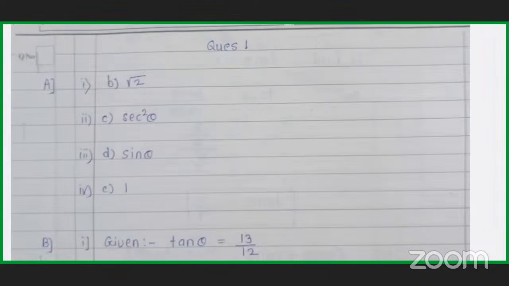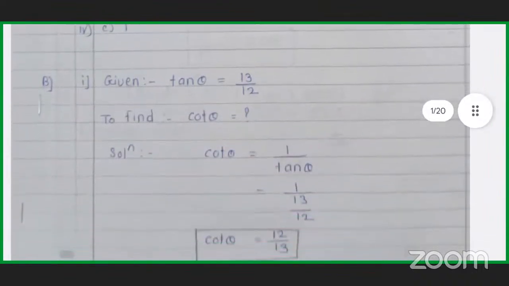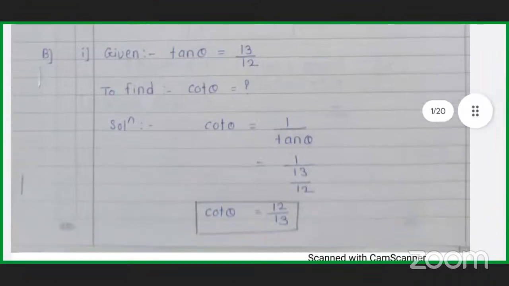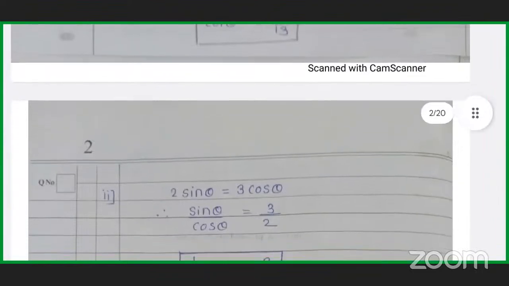If tan theta is equal to 13 upon 12, what is the value of cot theta? So cot theta is nothing but 1 upon tan theta. So 1 upon 13 upon 12. So what is the reciprocal? 12 upon 13. So what is the value of cot theta? 12 upon 13. Then focus on the second question.